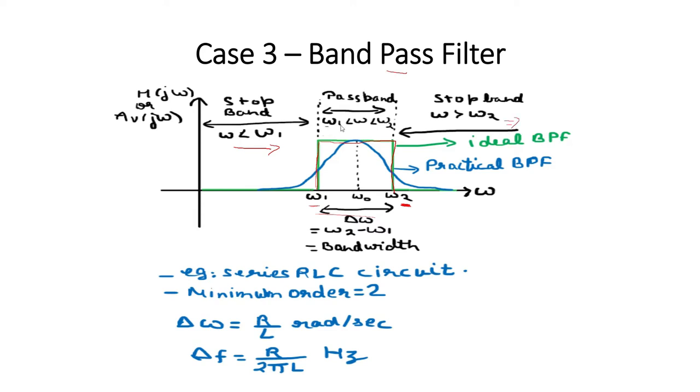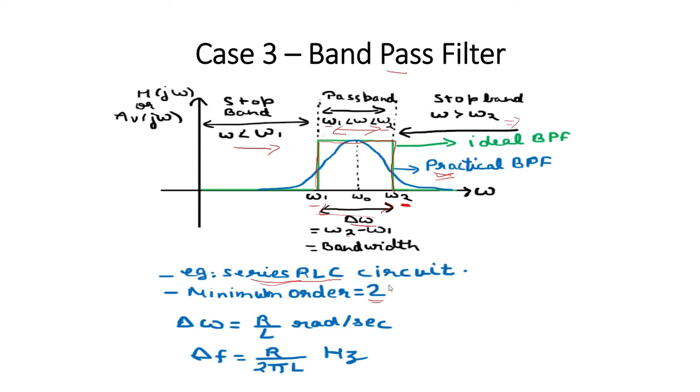But frequency between omega 1 and omega 2 is our pass band, because this is the only band which is passed. Ideal filter is shown in green and practical in blue. As you can see, the cutoff frequencies are not sharp for practical filters. This range omega 1 to omega 2 is also known as the bandwidth of the filter, and its value is omega 2 minus omega 1. An example of a band pass filter is the series RLC circuit, and the minimum order is 2.